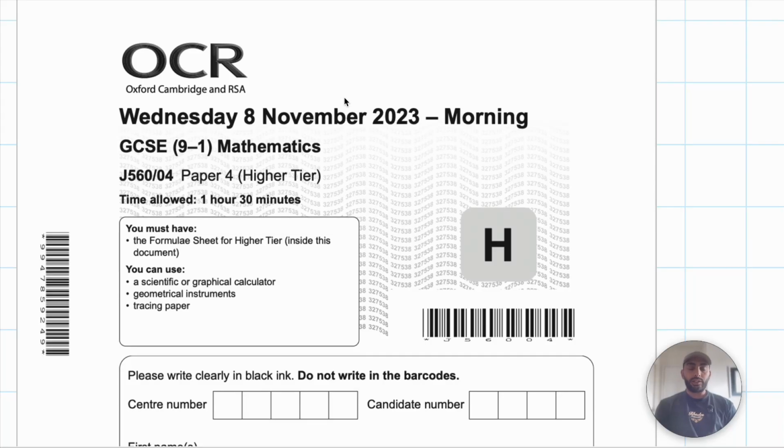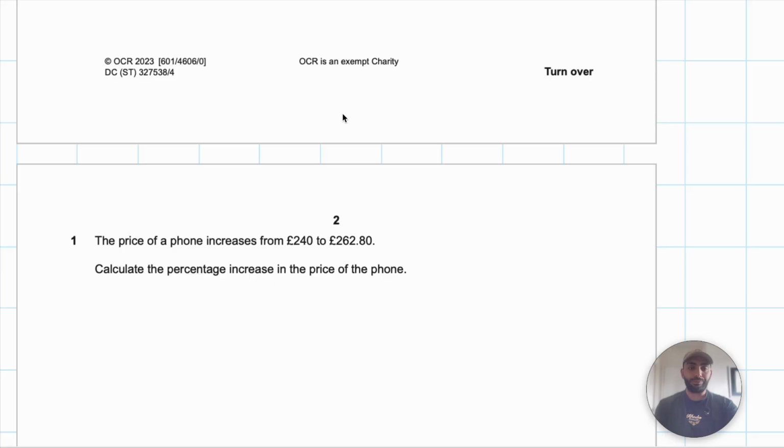It's the OCR GCSE Maths Higher Tier Calculator Paper 4 from November 2023. Let's get straight into it.